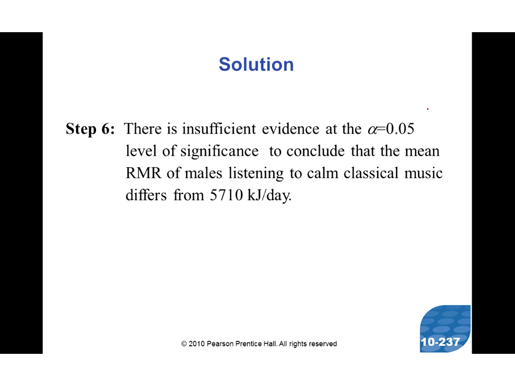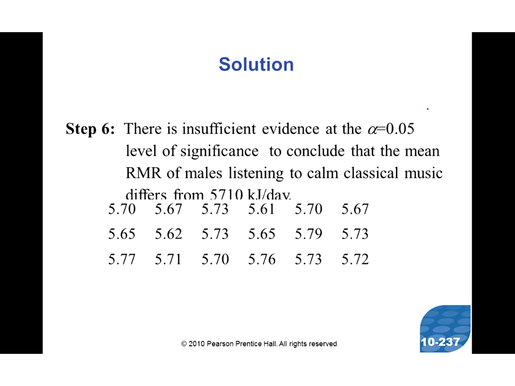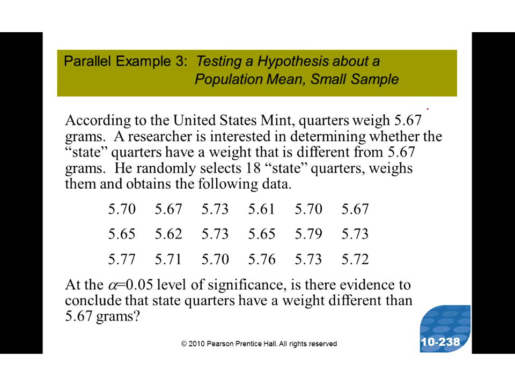So how do we say? Our solution is that there's insufficient evidence at the alpha equals 0.05 level of significance to conclude that the mean RMR of males listening to calm classical music differs from 5,710 kilojoules per day.